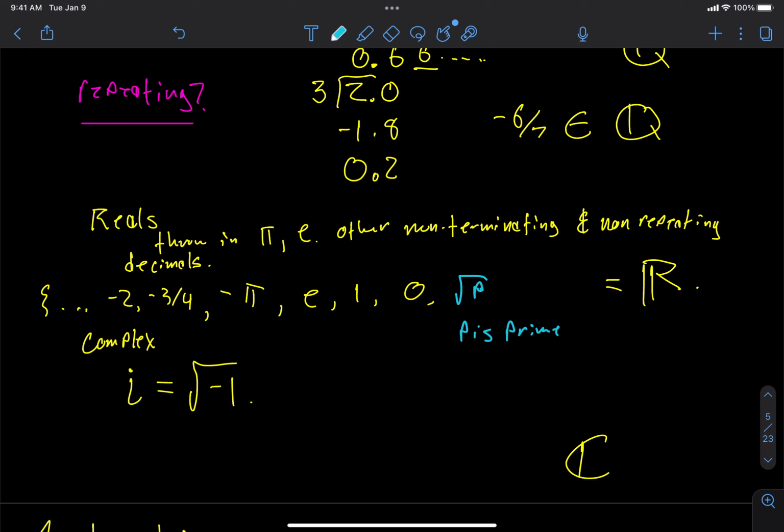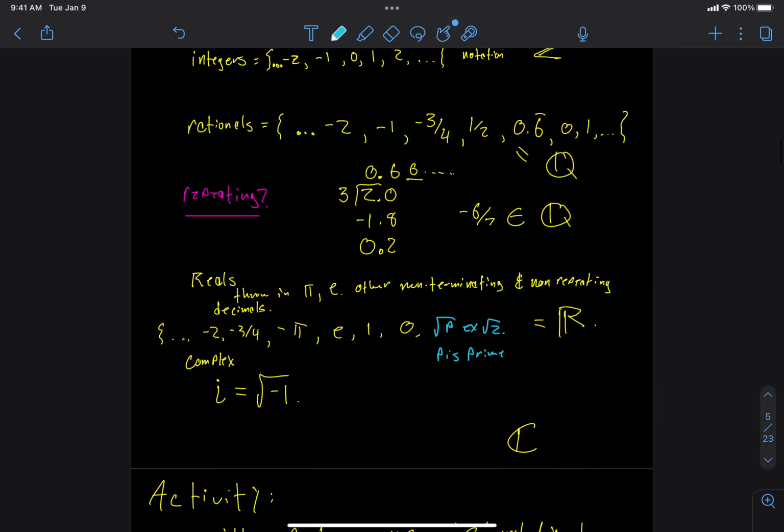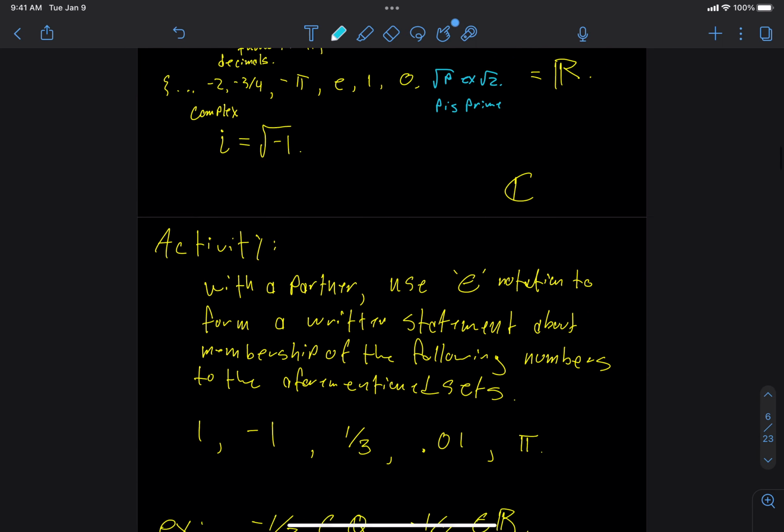So things like the square root of 2 is also an irrational number, or the square root of 5 is irrational. These types of numbers are also going to be irrational numbers, so that was the only thing that I forgot to really touch on there.